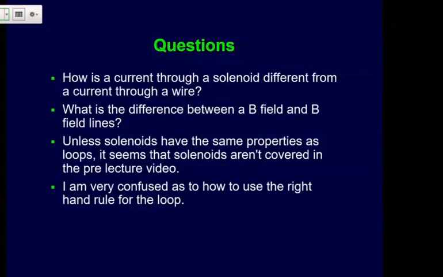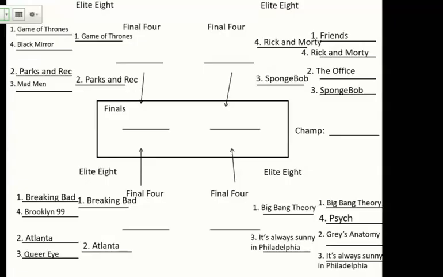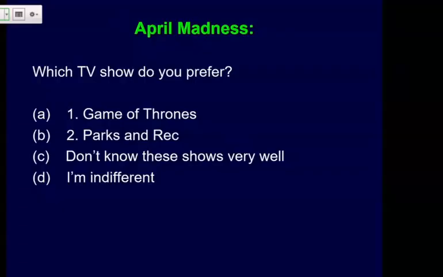Okay. Well, so we're getting near the end here. And so this is for a trip to the Final Four. Okay, so here's the Game of Thrones, Parks and Rec, Breaking Bad, and Atlanta. So here we go. Tough one, huh?